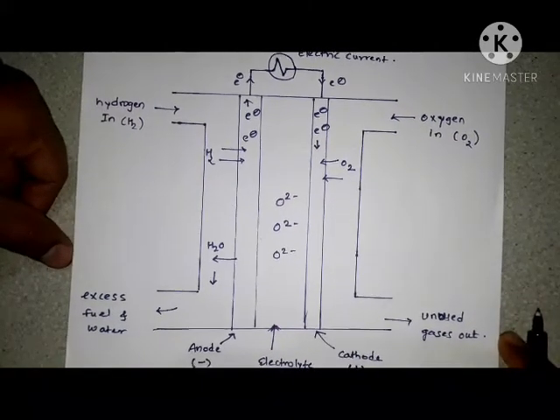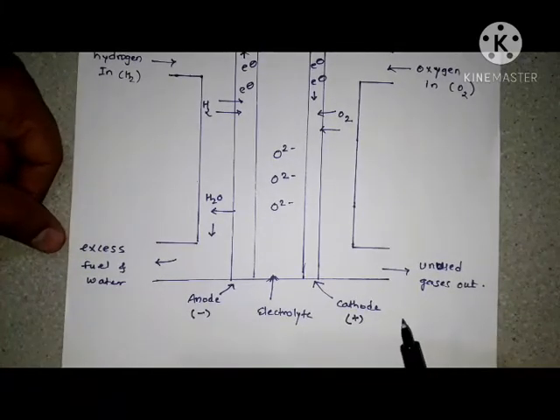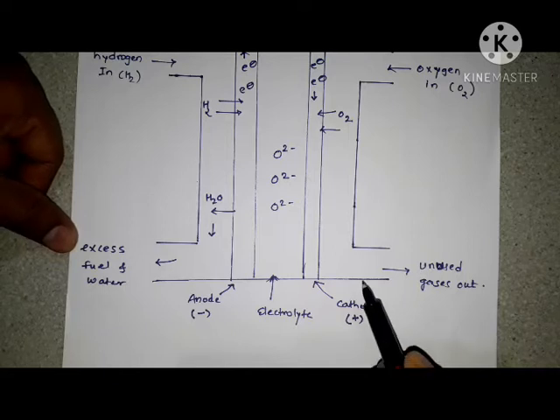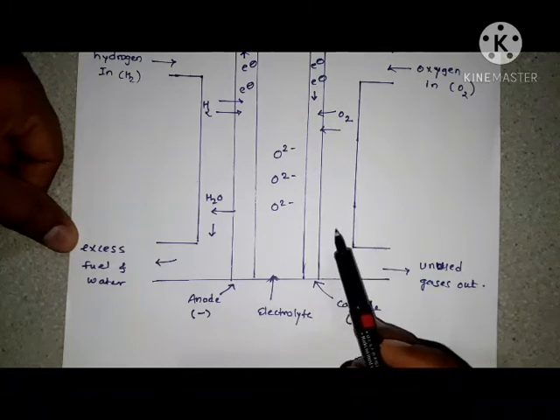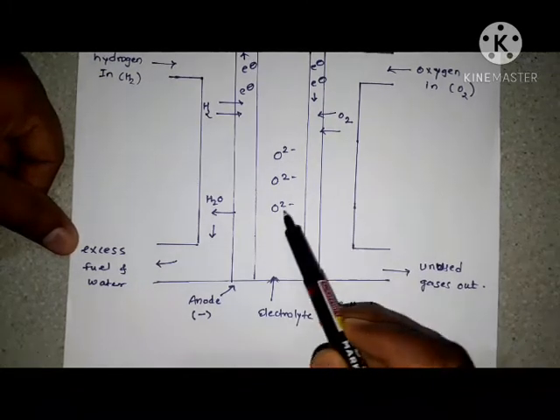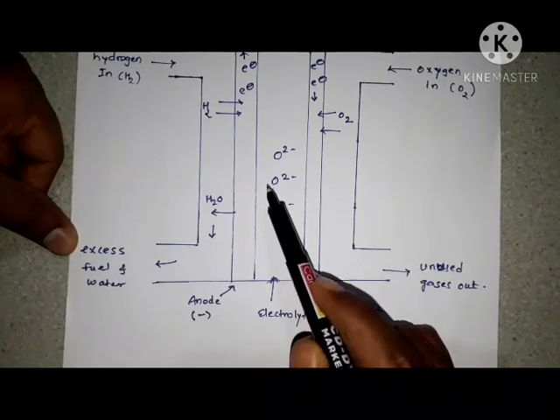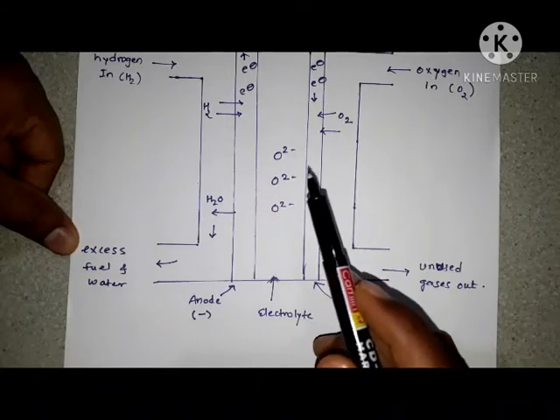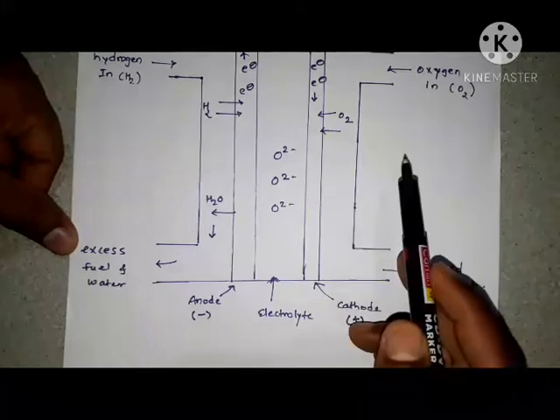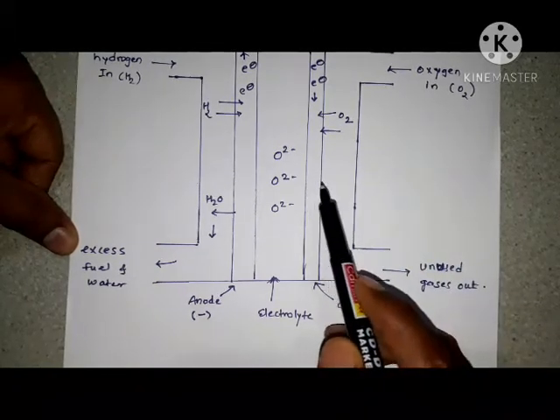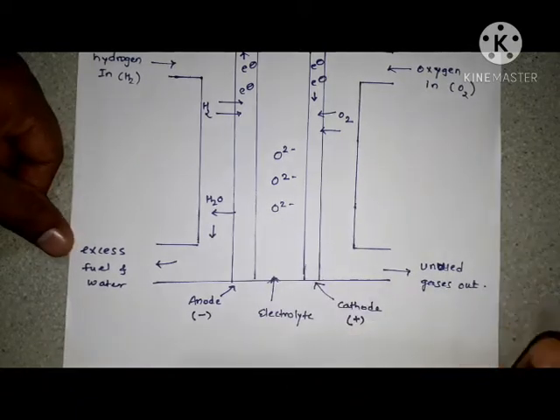Then unlike other fuel cells, the solid oxide fuel cell conducts oxygen ions from the cathode to the anode. Oxygen ion means what? The solid oxide is already taken as the electrolyte, so the oxygen ion conduction takes place from cathode to anode. Okay, cathode to anode.